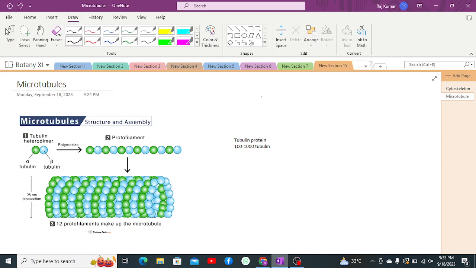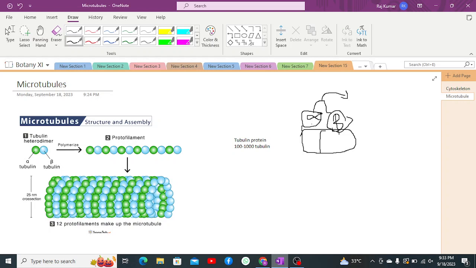Tubulin is basically a dimer of two subunits, which includes the alpha tubulin protein and the beta tubulin protein. These alpha tubulin and beta tubulin proteins form a dimer which is known as the heterodimer of alpha and beta tubulin, which forms a single tubulin subunit. Now, this single tubulin subunit is arranged in the structure of a polymer by the process of polymerization.